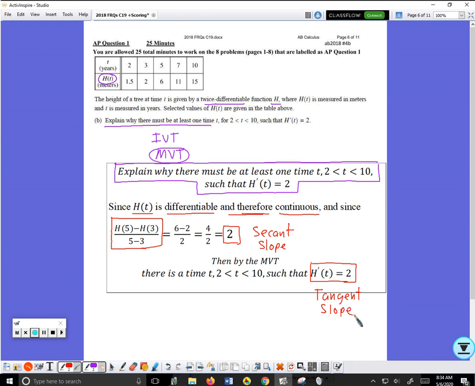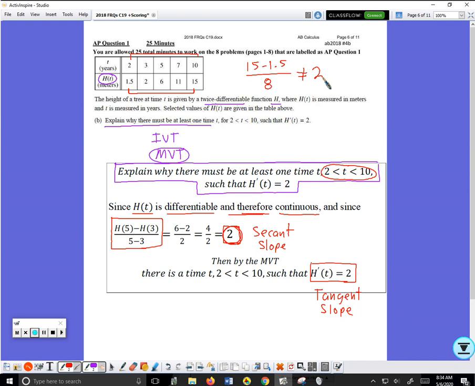They were a little tricky. The interval went from 2 to 10, and from 2 to 10, that slope is not going to be a slope of 2, because I can see, let's see, 15 minus 1.5 divided by 8, that's certainly not equal to 2. So I can't use that interval. So I just went looking for other intervals where I could find a secant slope that's equal to 2.